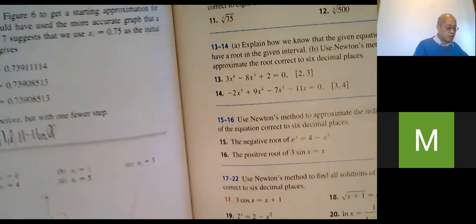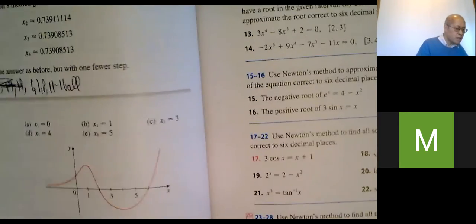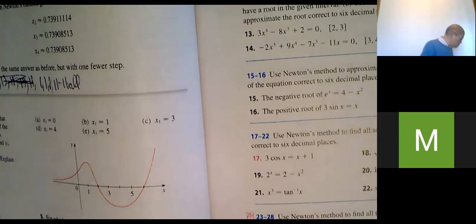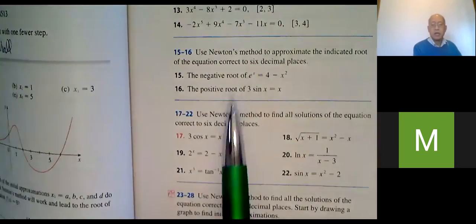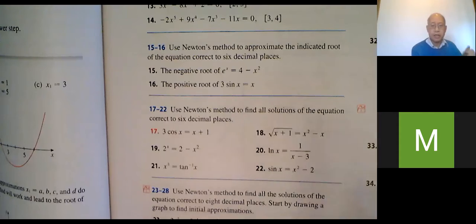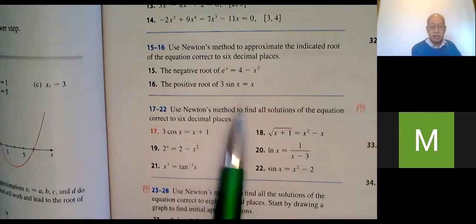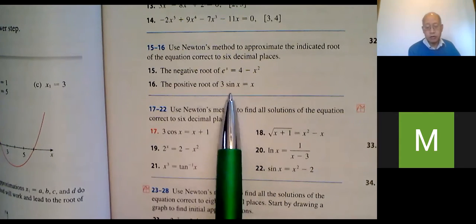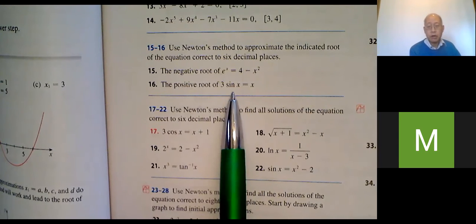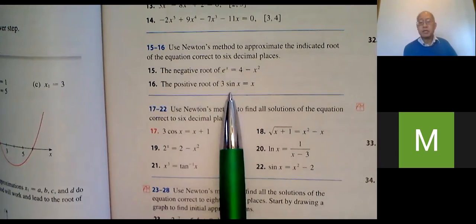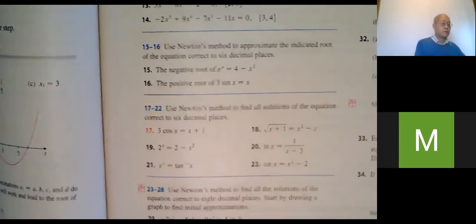I mean, if I show you, how far do we have to go up to? 16? Let's say 16. The positive root of 3 sine x equals x. It's known that you cannot solve this algebraically or using trig or whatever. There's no easy way to do that. So the only way you can do it is with Newton's approximation. That's what I'll be showing you pretty much next week on Monday, but you'll be plugging into this.